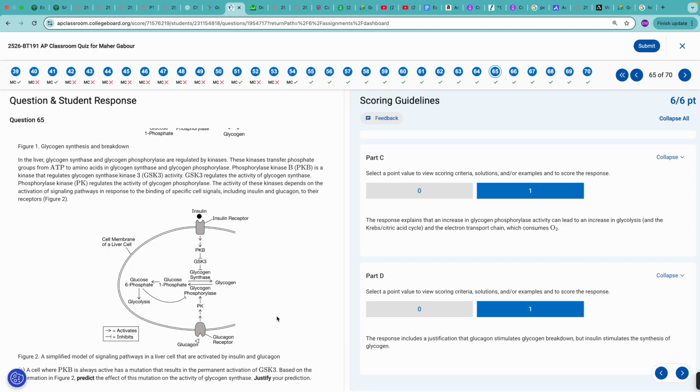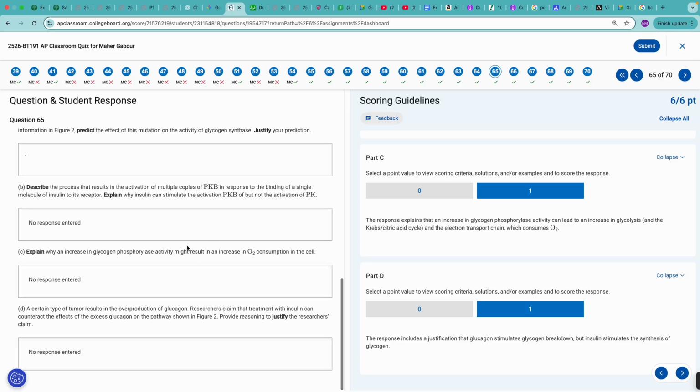Meaning, glucagon destroys glycogen, and the insulin will make one. The glucagon will destroy, the insulin will make one, one for one. Okay? And that's it.